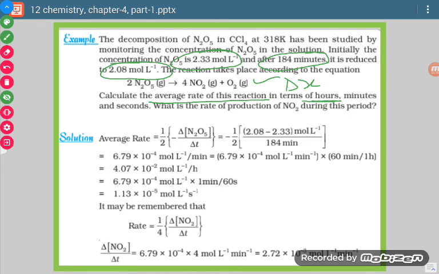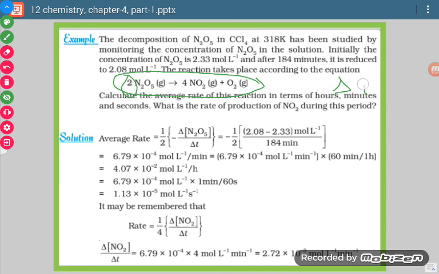Now the units may be hours, minutes or seconds. In three ways we have to do it. Okay, now it is given to us in minutes. So first of all, we will write the rate of reaction for this reaction in terms of N2O5. Its stoichiometric coefficient is 2. N2O5 is a reactant. So how will it be written? Delta N2O5, okay, the minus sign indicates the decrease in concentration over delta T, and delta T will be multiplied by the stoichiometric coefficient. So this way.